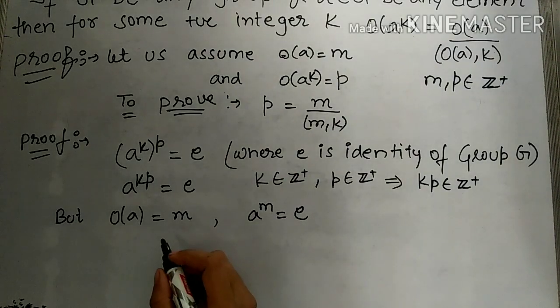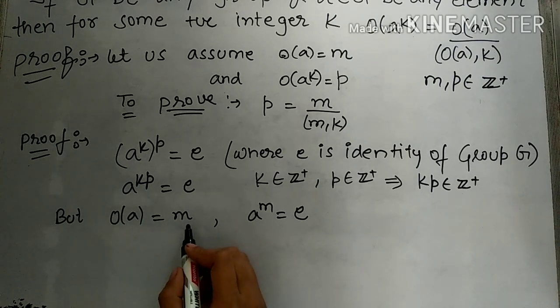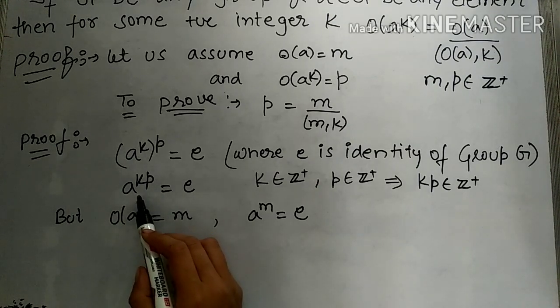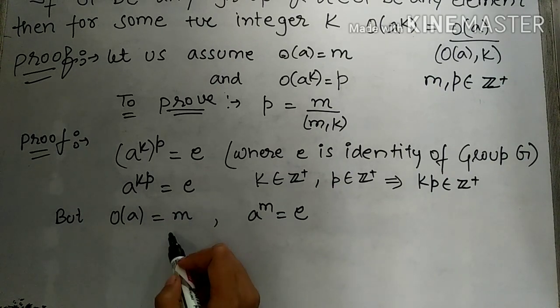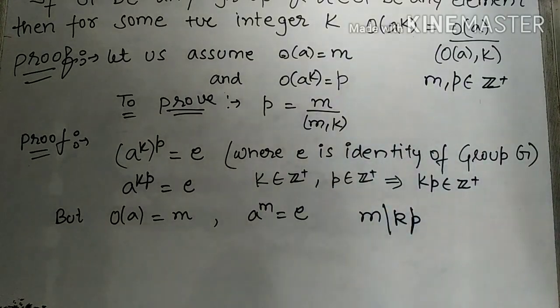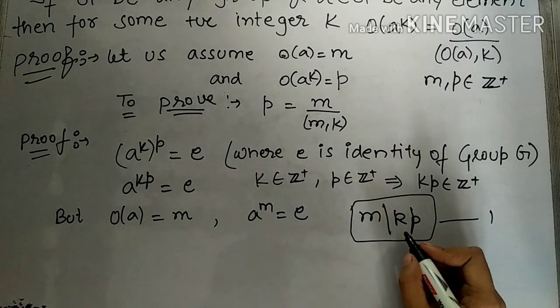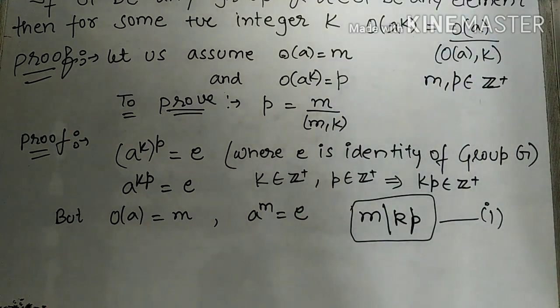So friends, as we have done in our last video, if we are given that the order of a is equal to m and we are given any positive integer for which a raised to power kp is equal to identity, then it will happen only when m divides kp. So friends, we have got the first thing, that is m divides kp. So name this equation as first.